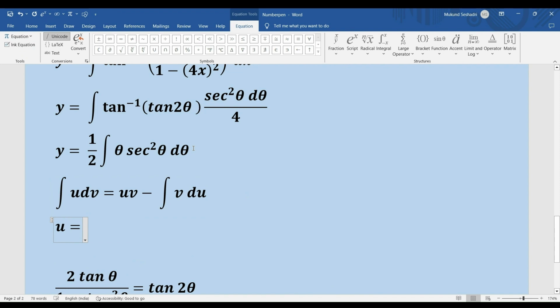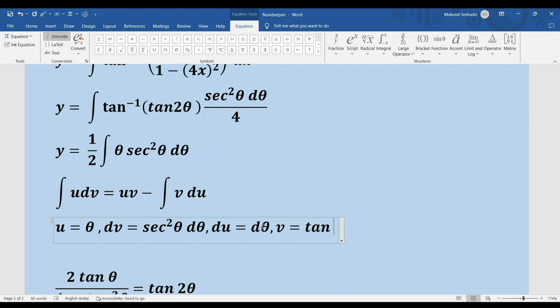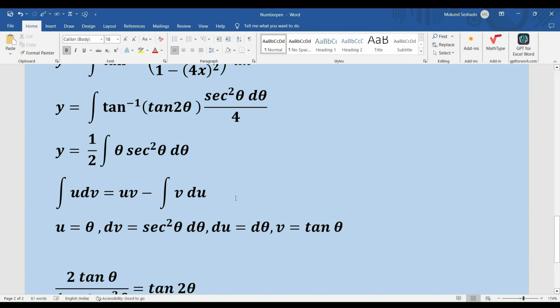It is u equals theta, and my dv equals secant square theta d theta. And I have this to solve for this particular problem using integral by parts. I need my du and v, right? My du is d theta and my v is nothing but integral of secant square theta d theta, which is quite familiar to us, which is tan theta, right? We know this from first principles. So I have my u, I have my v, I have my du, I have my dv.